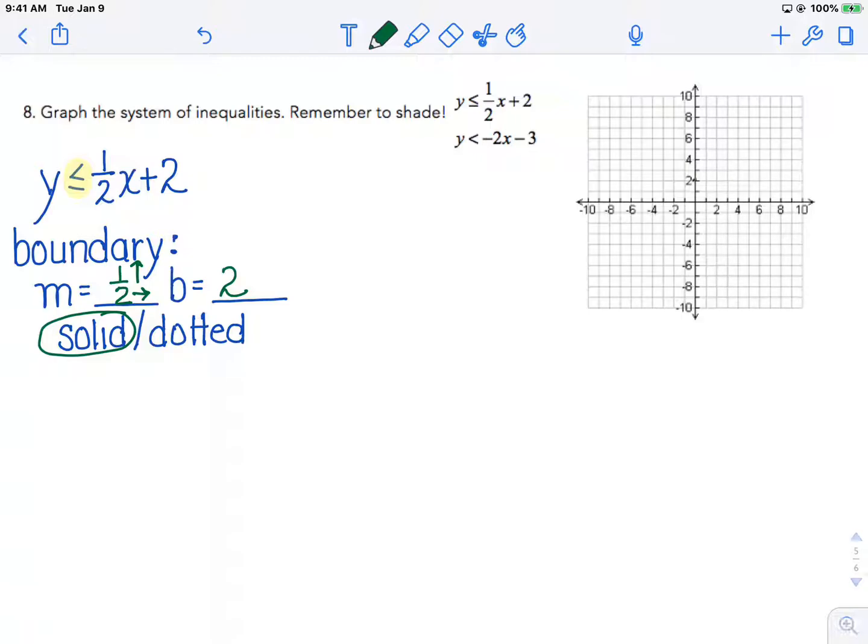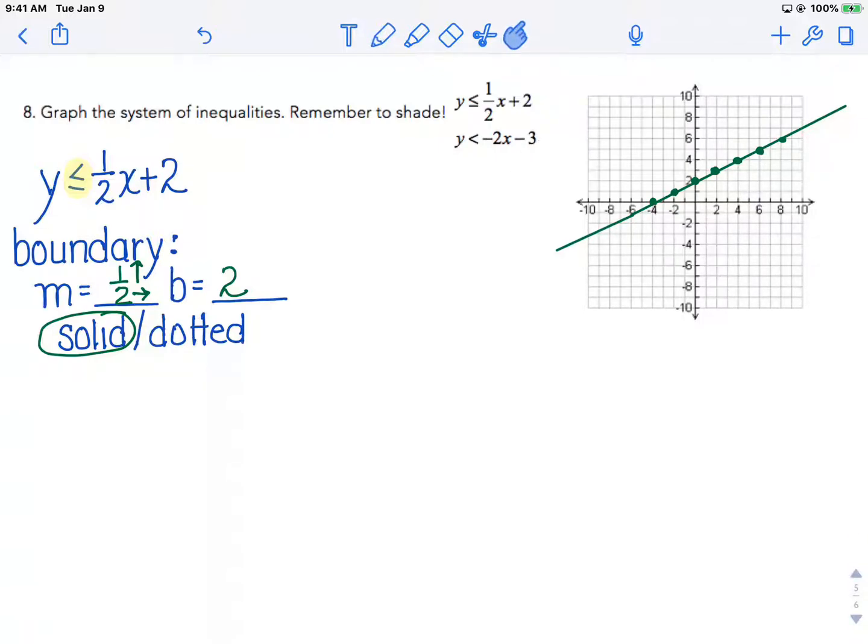So I need a solid boundary line with a y-intercept of 2, and a slope of 1/2. And here's where you really want to get a couple extra points in there. You could even go backwards, so that your solid boundary line is in really good shape. Okay, so I'm going to put my solid boundary line in. Let me get my boundary line a little bit longer here.